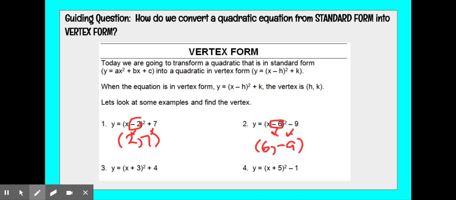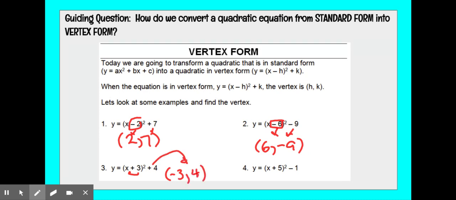So the vertex of that particular function is (6, -9). This is a lot easier when it's in this form. Now this vertex, that one gets pulled out as its opposite. The opposite of positive 3 is negative 3. And then the 4 stays the same.